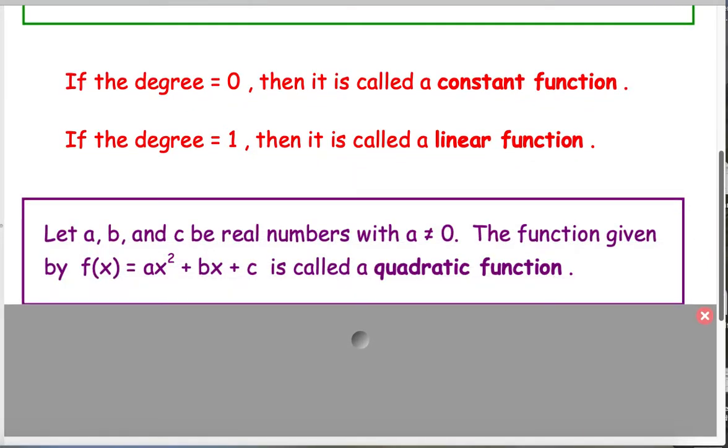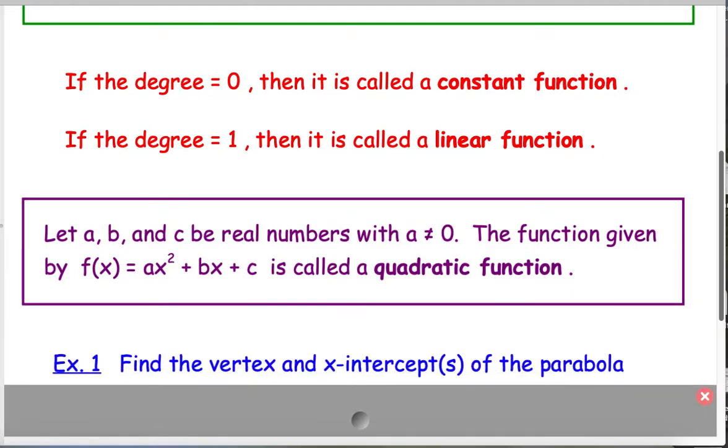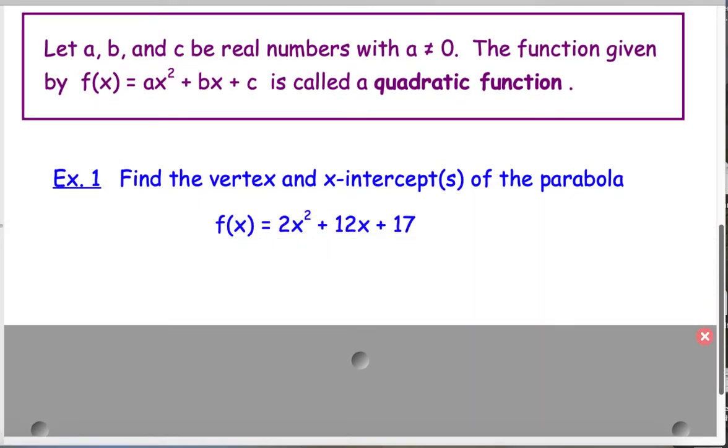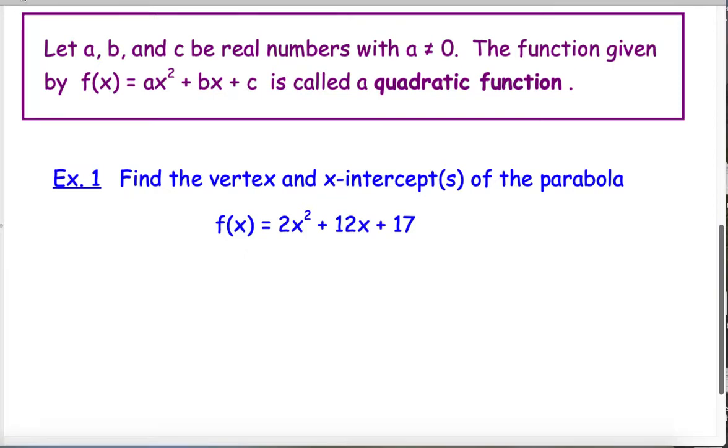On the other hand, if the degree is 2, we call it a quadratic function. A lot of times you'll see it in the form f of x equals ax squared plus bx plus c. Obviously, a cannot be 0, or then it just becomes a linear function. These are the ones we're going to focus on, the quadratic functions. What if I asked you to find the vertex and the x-intercept, or intercepts, of the parabola? We need to talk about the different ways we can do this.